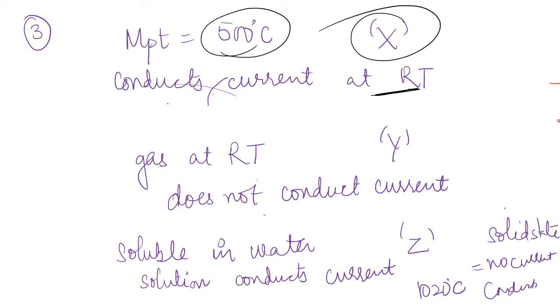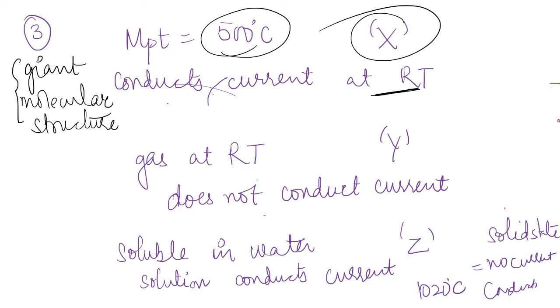That means it can have a giant or molecular structure. Why? Because in case of metals, if you're thinking of metallic bonding, my dear friends, just think about it. It conducts current at room temperature, and the melting point is not that high, it's just 500 degrees Celsius. So it has to have a giant molecular structure. If you are able to think of such a compound, and if somebody is thinking of graphite, then very good. And what type of bonding exists? Graphite is an allotropic form of carbon, and it has covalent bonds, right?